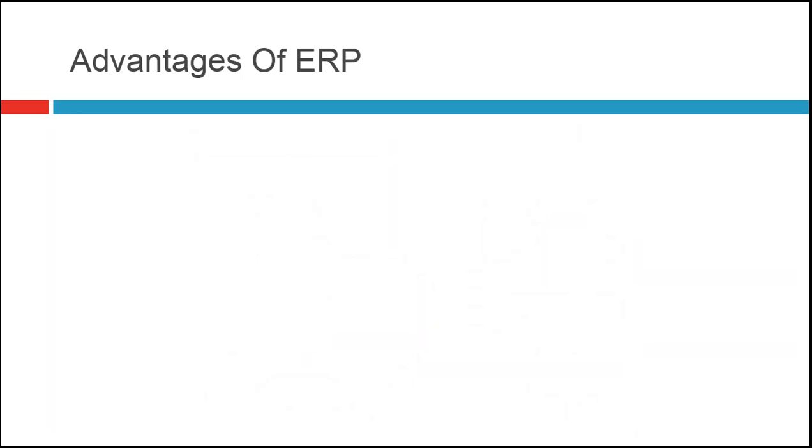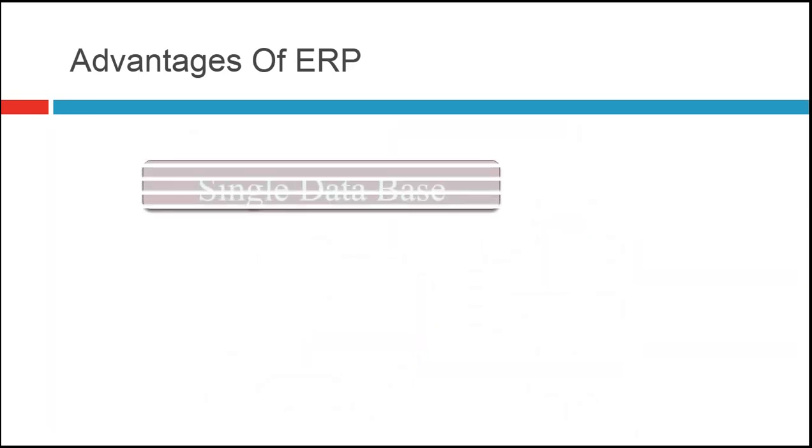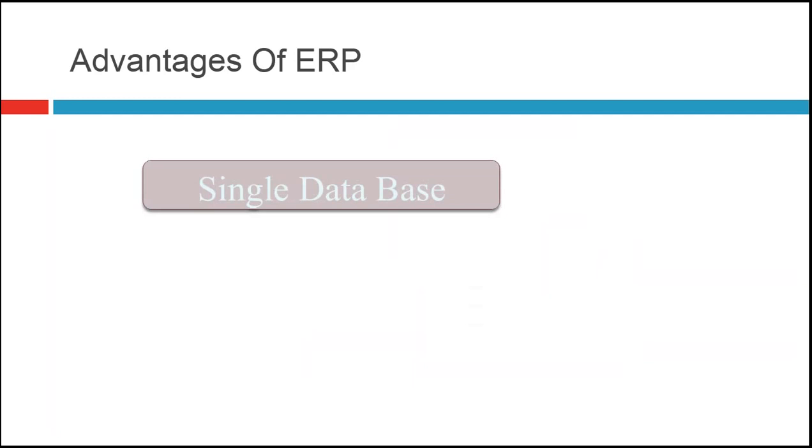By listening to all these things, there might be advantages of using the ERP system. What are the advantages of using the ERP system? The first and foremost advantage is the single database. ERP has a single database where all these modules are involved, where they can communicate with each other and update the information.